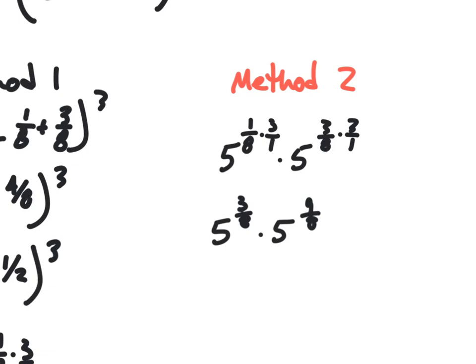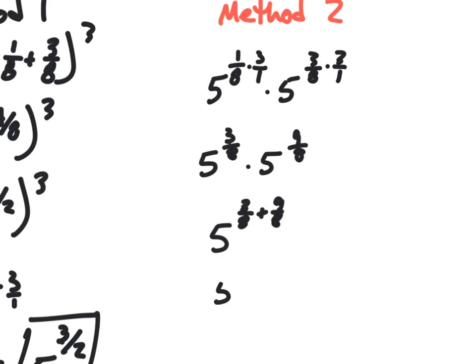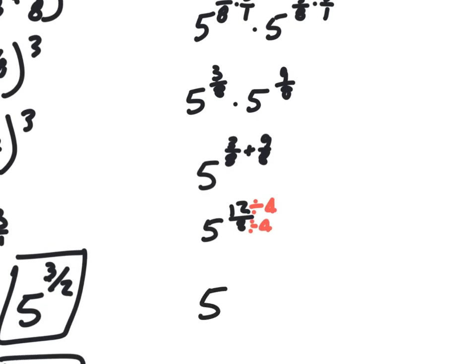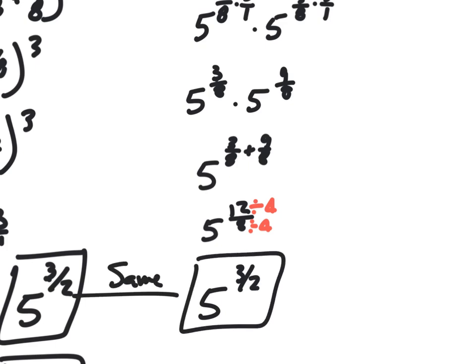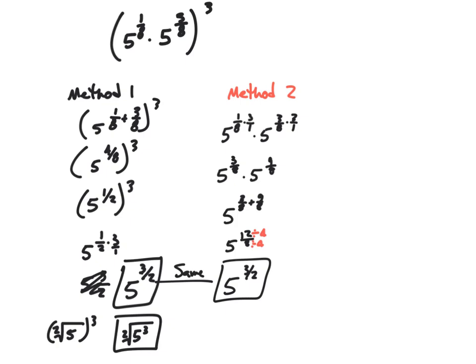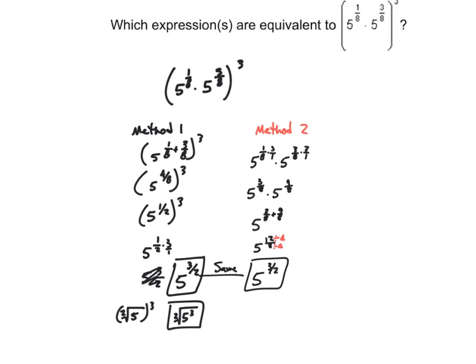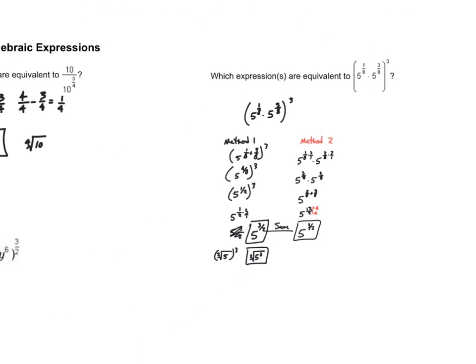And now what I want to do is just add my exponents. So now I've got 5 to the 3/8 plus 9/8 power, and then I'm going to get 5 to the 12/8 power. We can simplify that fraction by dividing each of these by 4, and so we end up getting 5 to the 3/2 power, which is the same thing that I got here. So it doesn't matter how you do it, it just matters that you do it. So that's the idea.